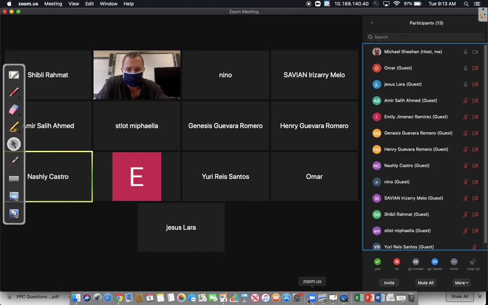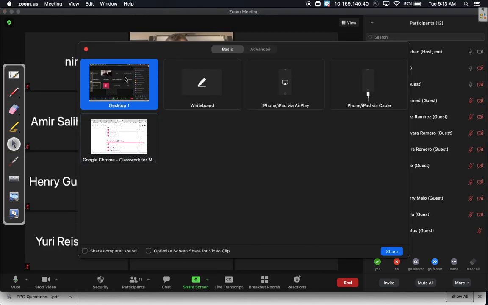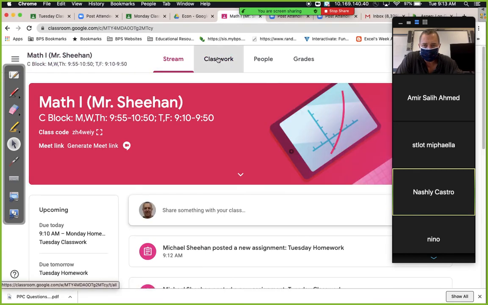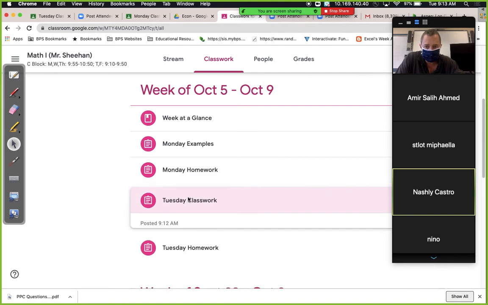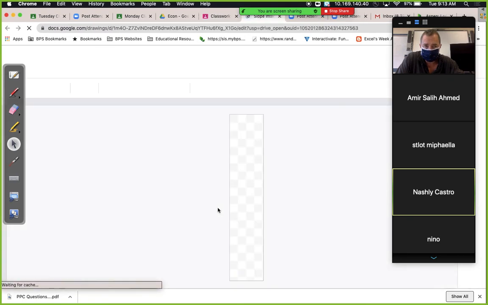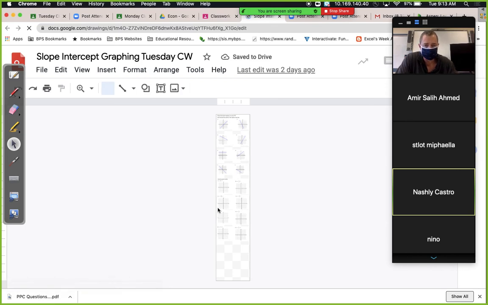So let's go to Google Classroom together. All right. You're going to go to Classwork. You're going to click on Tuesday classwork right here. And you'll see slope intercept graphing. And click on that. And I'm going to wait. It should look like this, very small.